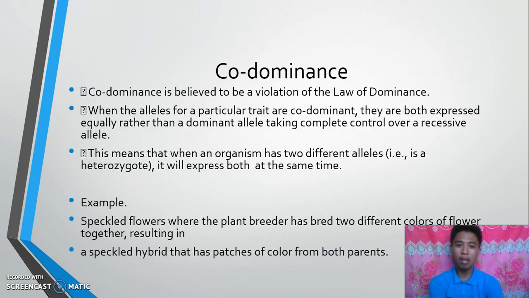Codominance. Codominance is believed to be a violation of the law of dominance. When the alleles of a particular trait are codominant, they are both expressed equally, rather than a dominant allele taking complete control over a recessive allele. This means that when organisms have two different alleles, they will express both at the same time. For example, the speckled flower, where a plant breeder has bred two different colors of flower together, resulting in a speckled hybrid that has patches of color of both parents.